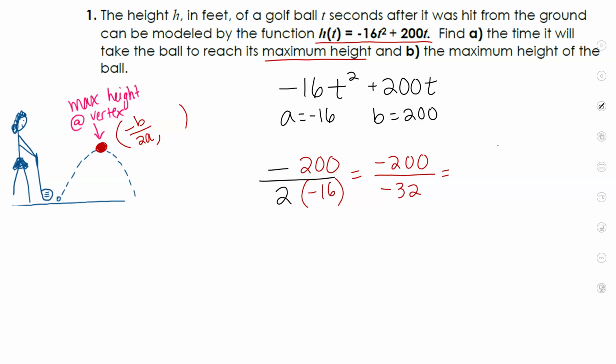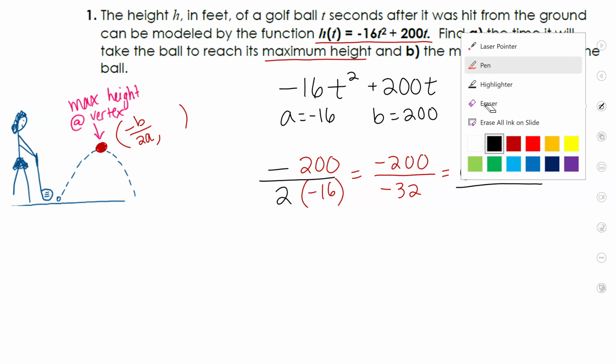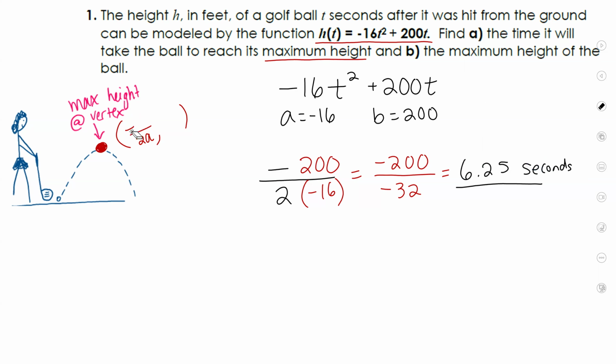Great, so you guys got 6.25. So let's talk about the meaning of this. This stands for 6.25 seconds. So that means when they hit the golf ball at 6.25 seconds, it reached the highest point. After that, it started to fall down.